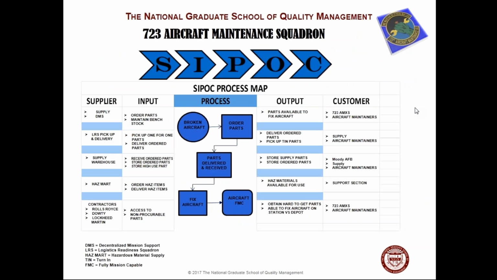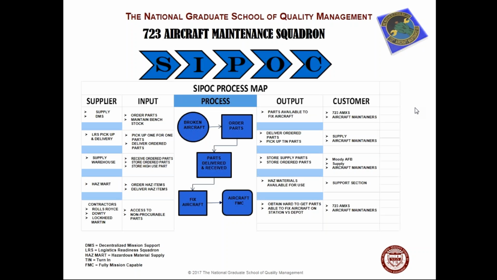Okay, this is our SIPOC process map. You have our supplier, input, ordering parts. They're the guys that order the parts. The process, if the aircraft is broken, we order the parts, wait for the parts to be delivered. Then we have to receive the parts, fix the aircraft. Aircraft is back FMC. Output is parts unavailable to fix the aircraft.